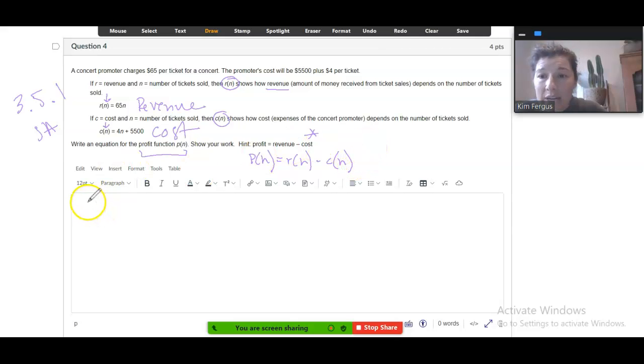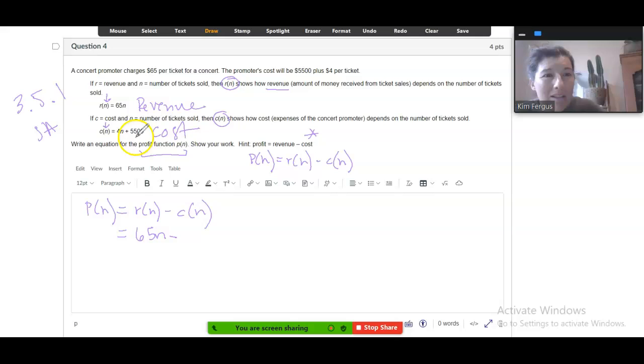So let's substitute in our function values that we know. Our P of N is equal to, I'm just going to rewrite it right here so it's in my workspace. All right, R of N is 65N. So I'm going to just substitute in 65N minus my cost function, which is 4N plus 5,500.